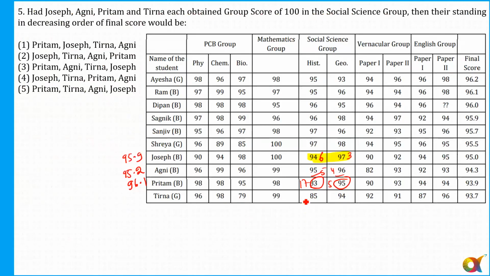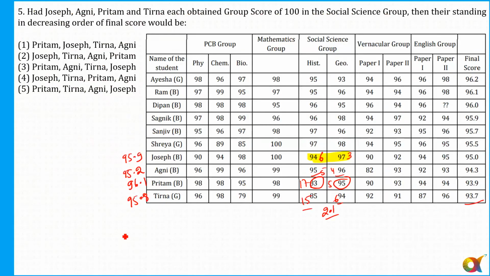Okay. This is nothing but 15 and this is 6. So 15 plus 6 is equal to 21, and 21 by 10 is 2.1. So 93.7 plus 2.1: 93.7, 94.7, 95.7. It will be nothing but 95.8.